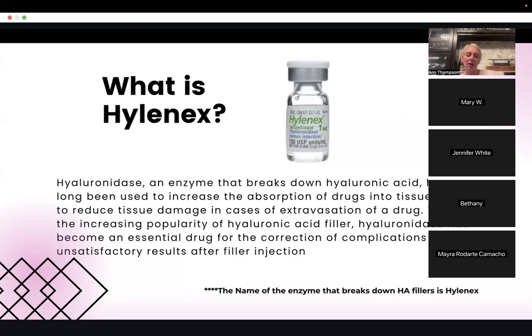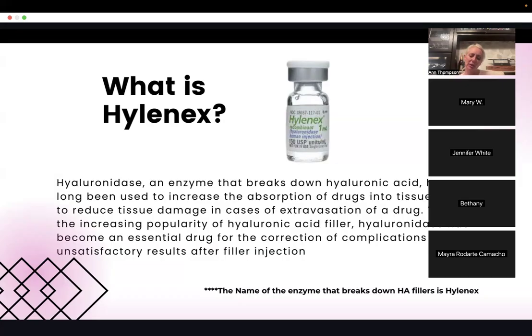Now, at least what we were initially taught, is that you could inject the patient, wait 15, 30 minutes, and see if they had a reaction. If they did not, we would inject. This is what we were taught years ago. We have now kind of got away from patch testing. If the patient tells you they are allergic to Hylenex, we must believe them.